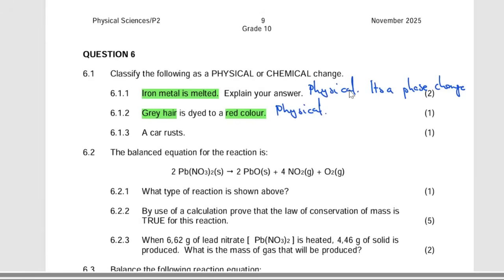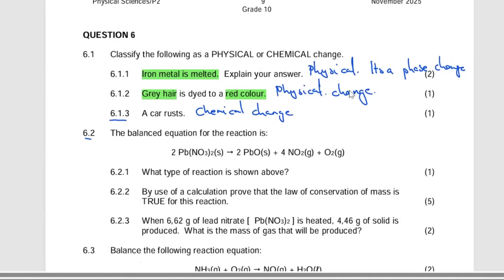Then here, 6.1.3, a car rusts, right? What is going to happen there? There's going to be a chemical change. So this one is going to be a chemical change, like that. Okay, so at the top, let me just say change again. Why is it a chemical change? Because the properties of the metal are going to be changed.